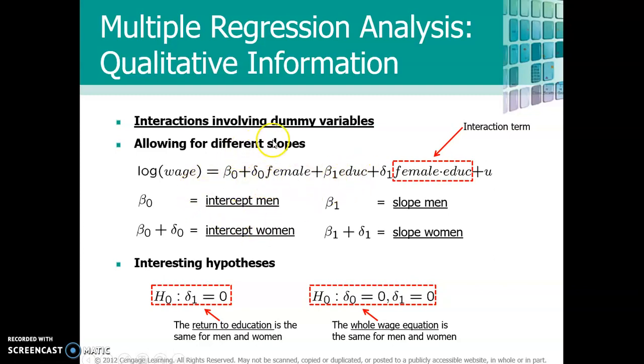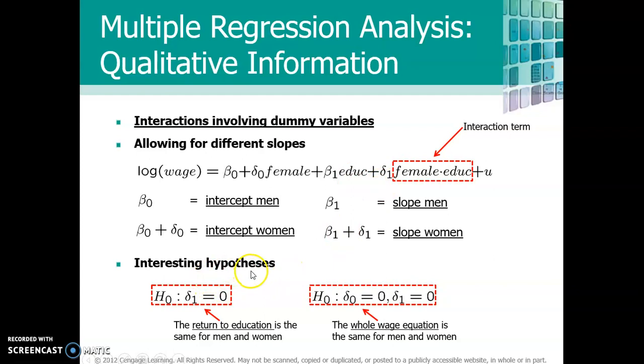But now if female takes a value of 1, then you'll have beta 0 plus rho 0 for the intercept. And for the slope coefficient, you'll have beta 1 plus rho 1, because female takes a value of 1. So that's why the intercept of the woman will be that, and the slope coefficient will be that.